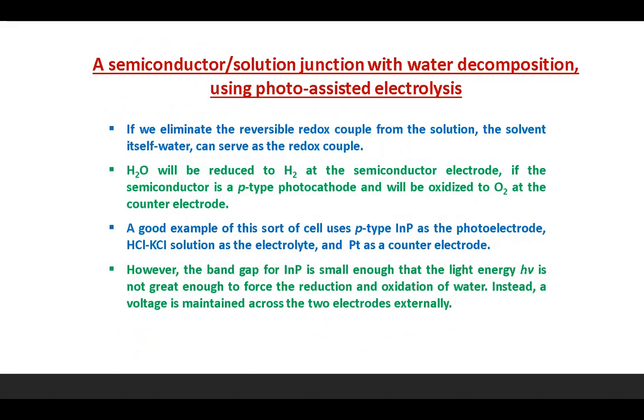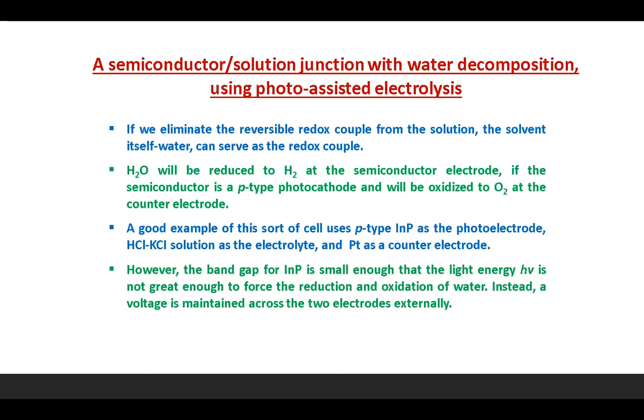A semiconductor solution junction with water decomposition using photo-assisted electrolysis. If we eliminate the reversible redox couple from the solution, the solvent itself, water, can serve as the redox couple. H2O will be reduced to H2 at the semiconductor electrode if the semiconductor is a p-type photocathode, and will be oxidized to O2 at the counter electrode. A good example of this sort of cell uses p-type indium phosphide as the photoelectrode, HCl-KCl solution as the electrolyte, and platinum as a counter electrode.